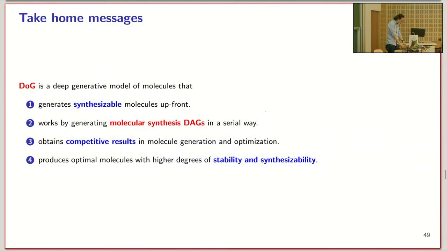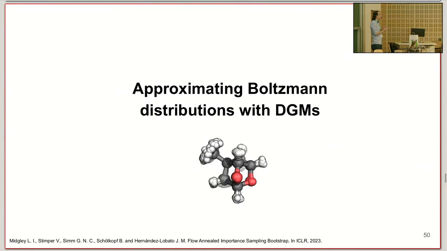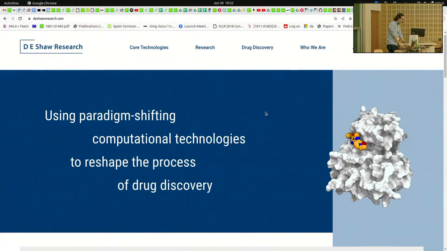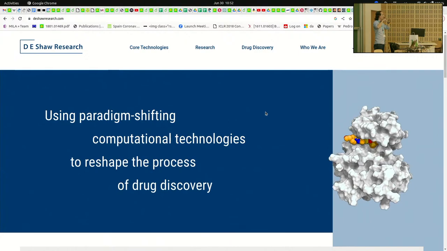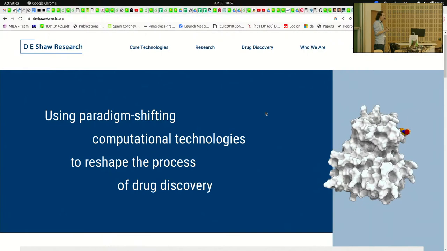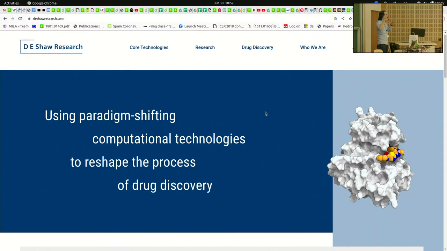Cool. I want to move now to the next part, which is about approximating the Boltzmann distribution of molecules with deep generative models. And the idea here is that, as I said, molecules are not fixed. They are not rigid objects. And you have that the atoms can move. And you have an example animation here from this company, D. E. Shaw Research, that do molecular dynamics simulations.